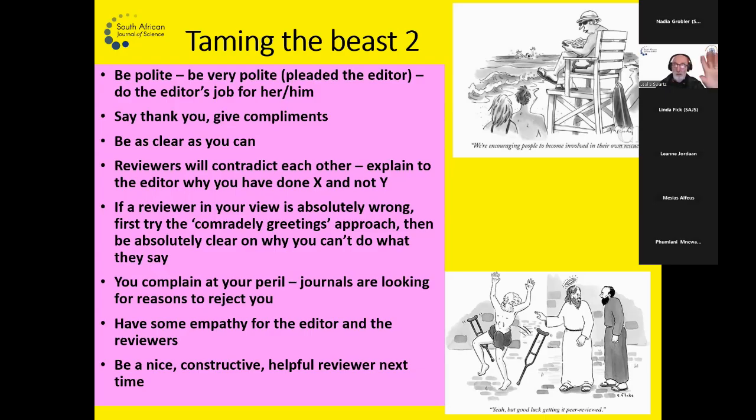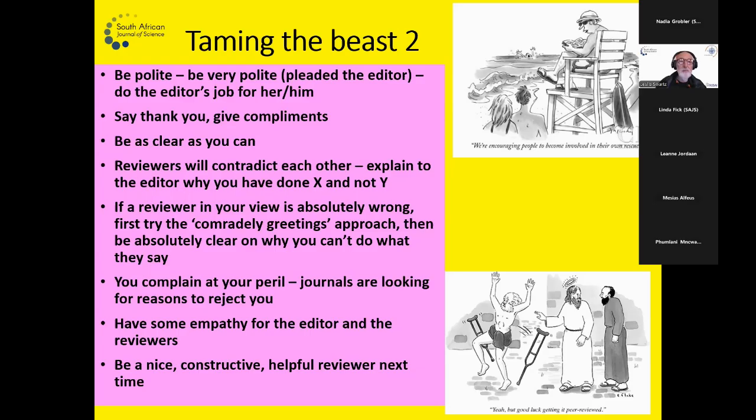You just, in response to that, you say, "You will now find it on page 25." The fact that it was already there on page 25 doesn't matter. Reviewers generally do this work in addition to all their other work, and they will make mistakes. Journals are looking for reasons to reject you. So if you start complaining and insulting reviewers, it's not a good thing. Try and be empathic. And of course, you yourself, the minute you publish, you become a reviewer. So you must try and be constructive and helpful next time.